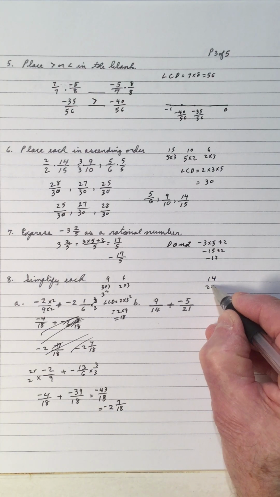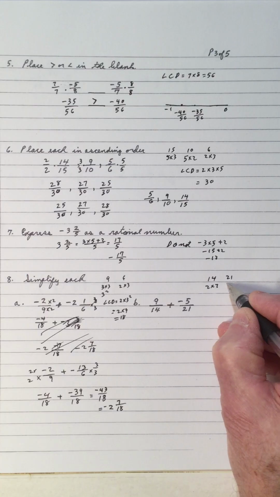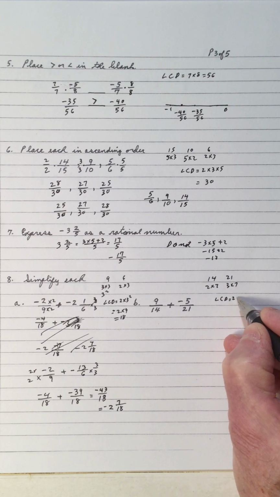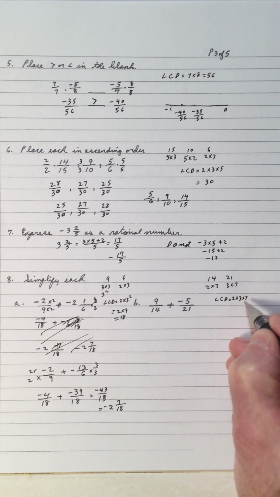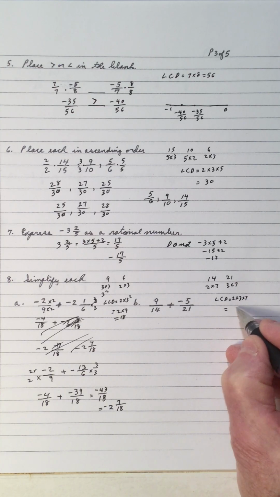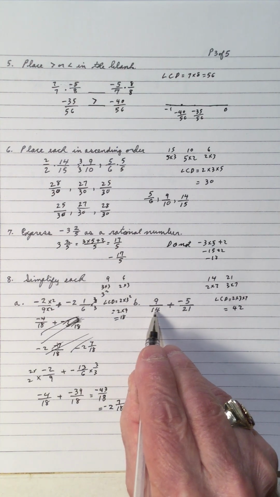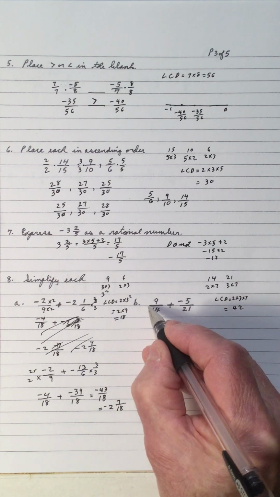14 is 2 times 7. 21 is 3 times 7. So the LCD is 2 times 3 times 7. So the LCD is 6 7s, which is 42. So that means for 14, you need a 3.